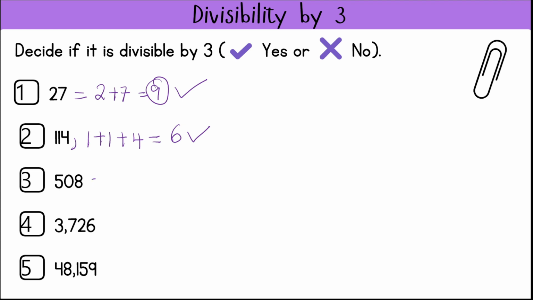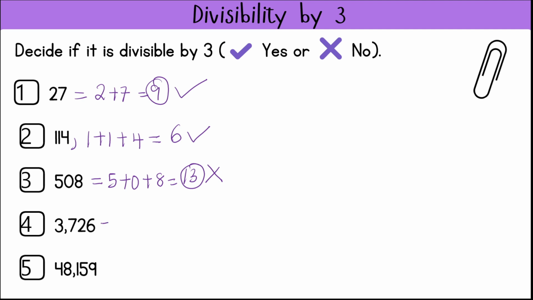And the third question, 508. So I'm going to have 5 plus 0 plus 8. 5 plus 0 is 5. 5 plus 8 is 13. Then 13 is not a multiple of 3. That means that 3 cannot divide 13 equally. Therefore, 508 is not a multiple of 3.